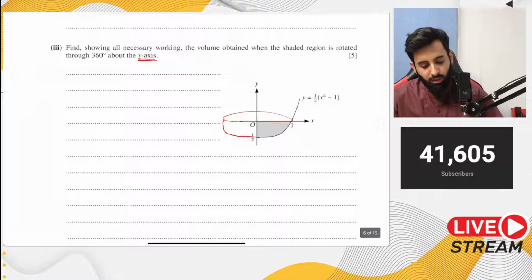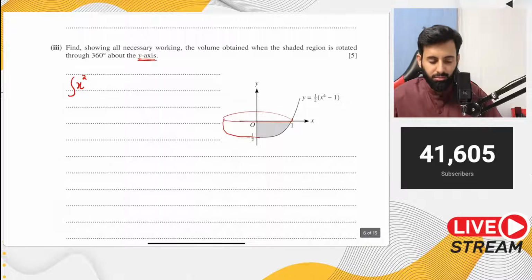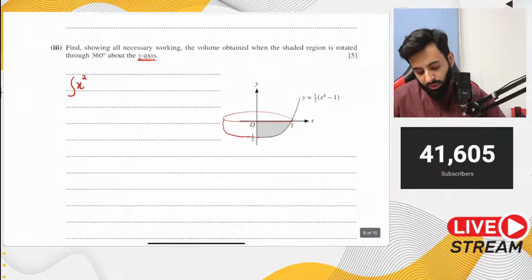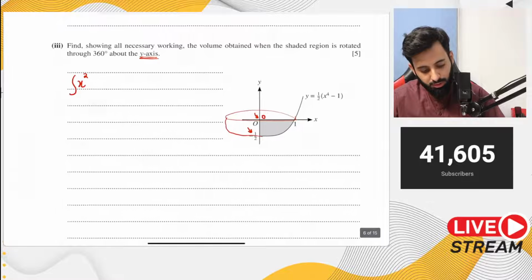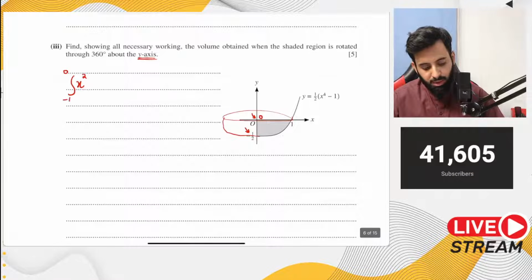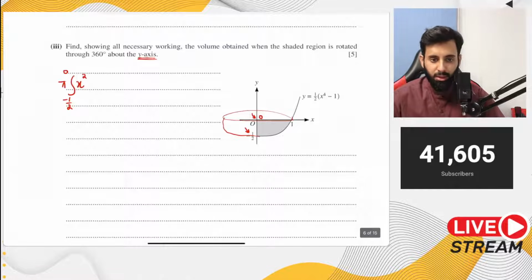All right, so since we are integrating it about the y-axis, that means we need to find out x, then square it. What are the limits going to be? The limits are going to be 0 and minus half. This by the way is minus half; the minus sign is just overlapping with the line. So 0, since it's the greater value, becomes your upper limit. Minus half, since it's the lesser value, becomes your lower limit. And then in the end, we'll multiply it by pi.